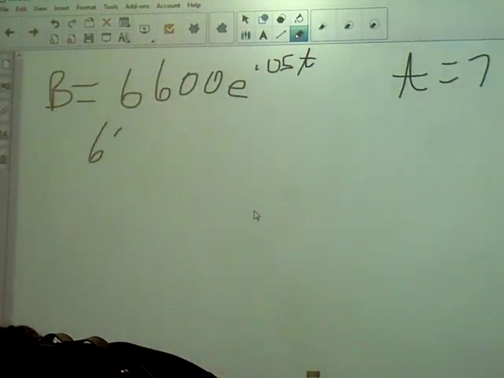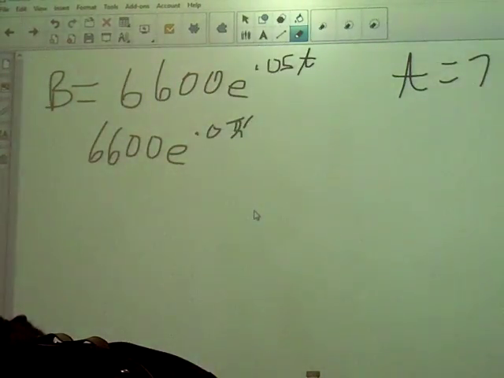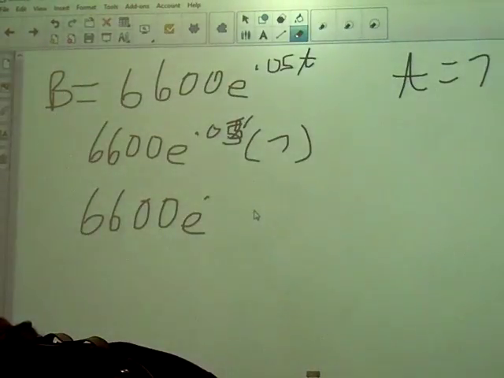So you're going to hit 6,600. To get E, you push second, L-N, and then 0.05 times 7. I'm going to just write it all again. 6,600 times E to the 0.05 times 7 power.